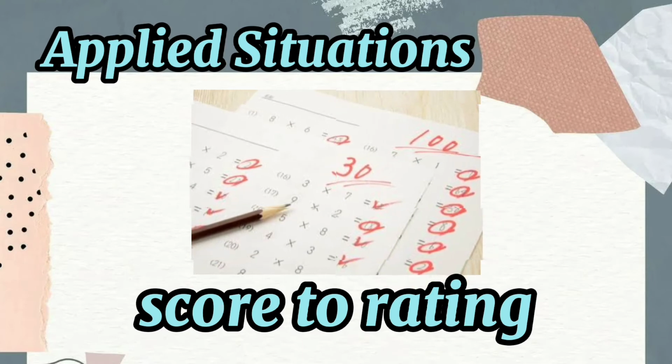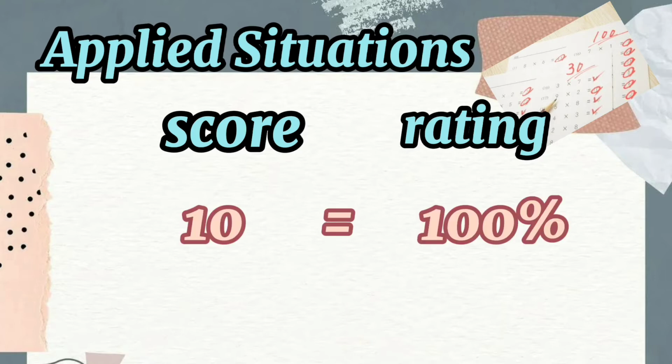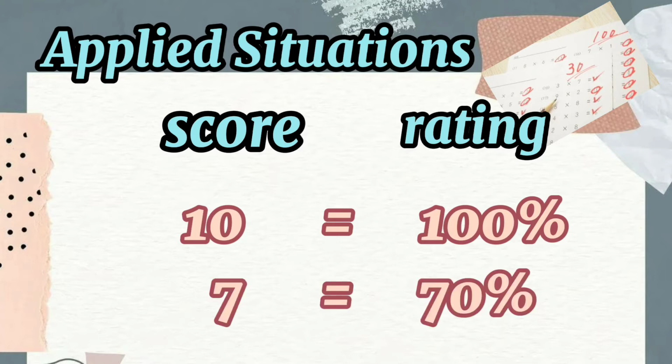Example number 2, score to rating. Halimbawa, in your 10-item quiz, kung ang nakuha mong score ay 10, which is perfect score, ang rating mo ay 100%. Kung ang nakuha mo naman ay 7, ang rating mo ay 70%. Ibig sabihin, kung mataas ang iyong score, mataas din ang iyong rating. At kung mababa naman ang iyong score, ay mababa din ang iyong rating.